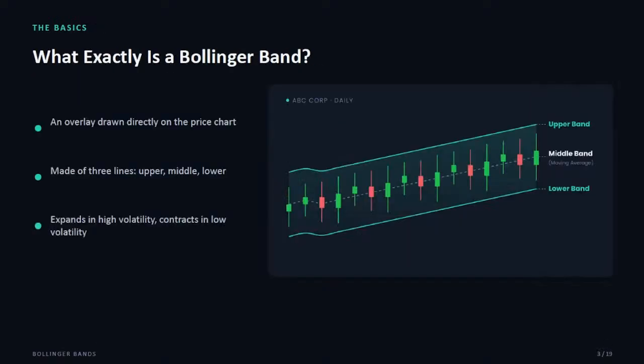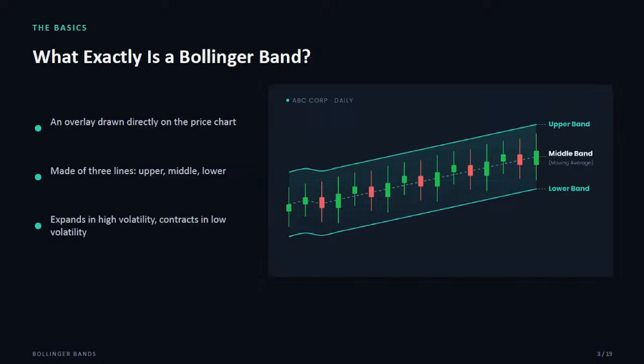So, what is it exactly? A Bollinger Band is an overlay that sits directly on top of your price chart, made up of 3 lines. There's a middle line, which is simply a moving average of price. There's an upper line sitting above it, and a lower line sitting below it. Picture price moving inside a channel, with the upper and lower lines acting like the walls of that channel.